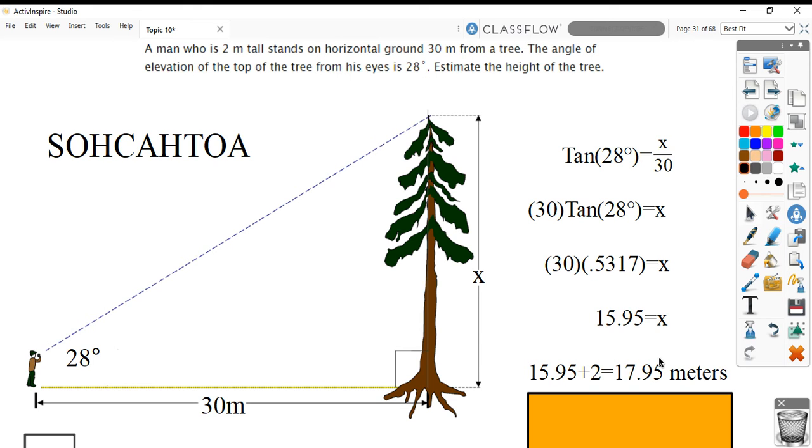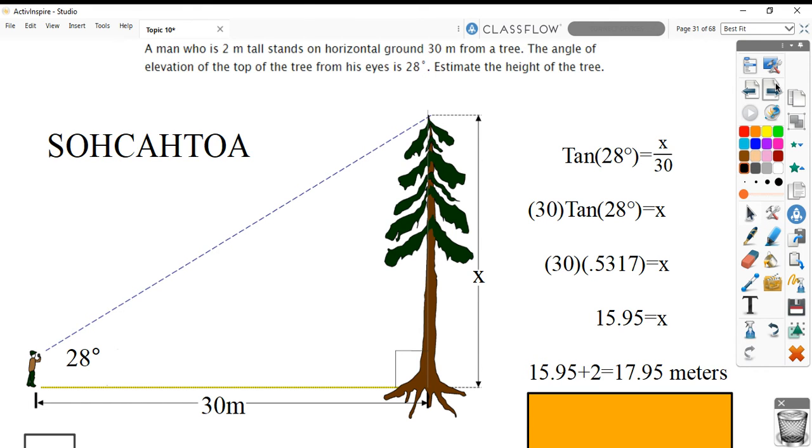Now, on your Canvas problems, they will tell you if you need to consider the height of the person in the situation or not. Don't worry about when to use and when not to use it. The problem will say, don't forget the height of the person, or do not worry about the height of the person.